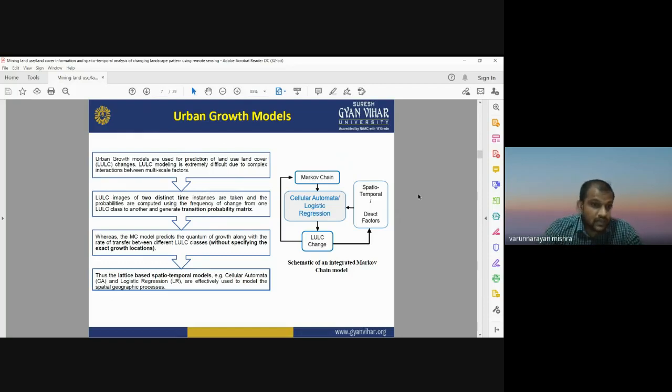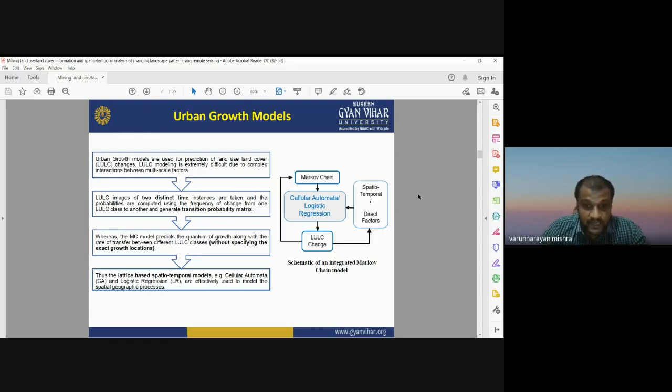For urban growth modeling, we need to have land use land cover images of two different time periods. And the probabilities are computed using the frequency of the changes from one LULC class to another LULC class. This is known as the transition probability matrix. We have the LULC of two time periods, for example, 2000 and 2020. So we will calculate the probabilities of the transition among different LULC categories. That is known as the transition probability matrix.